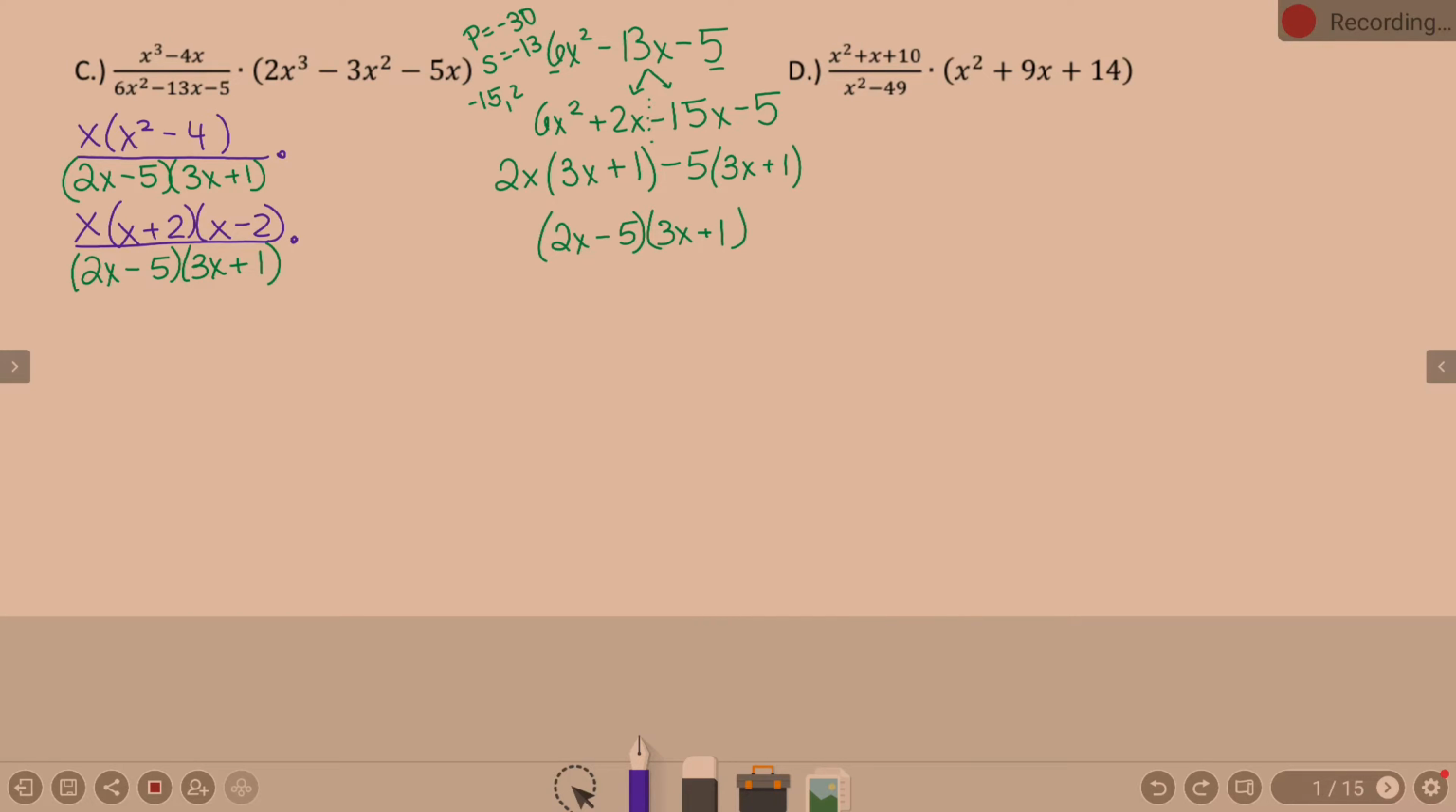Times. Now, I didn't talk about it at the beginning. We're multiplying by a not fraction. How do I multiply by something that's not a fraction?